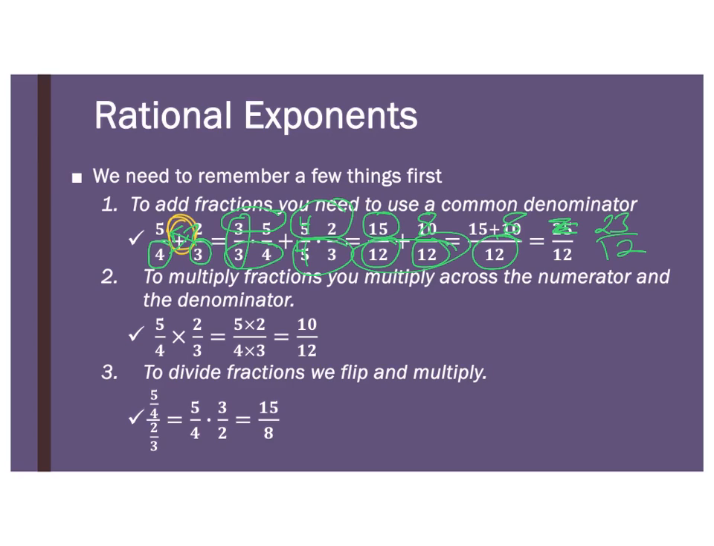To multiply fractions, you multiply across the numerator. So now we're doing a multiplication. Okay, so now we just simply multiply straight across. 5 times 2. 4 times 3. 5 times 2 is 10. 4 times 3 is 12. They both have 2's in them. So it would simplify to 5/6.